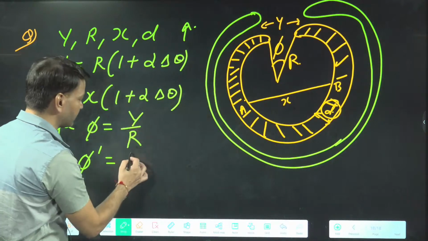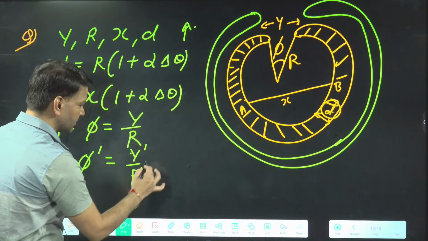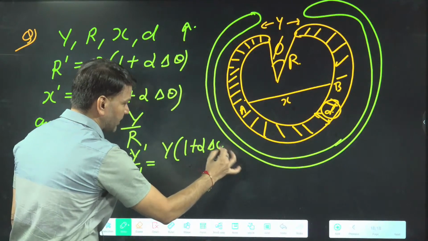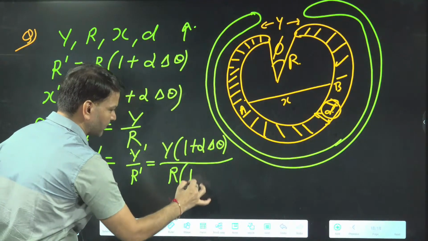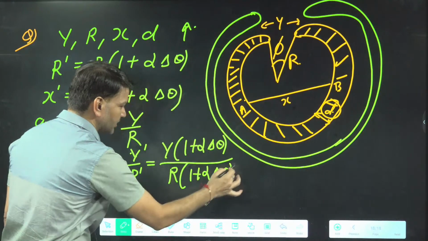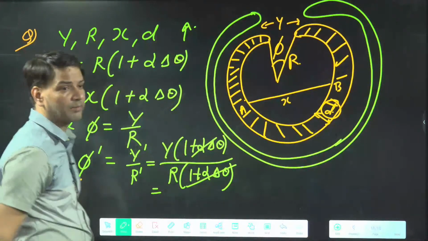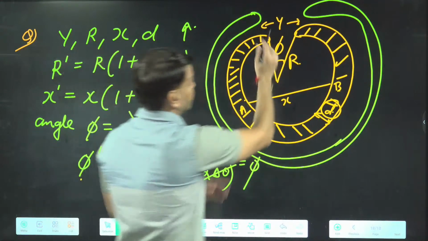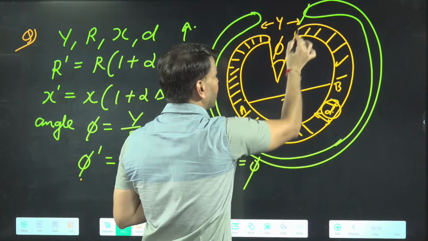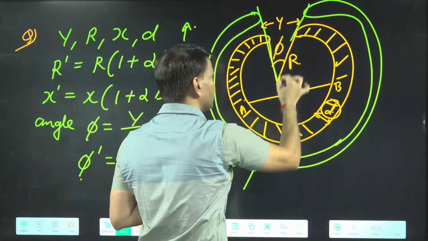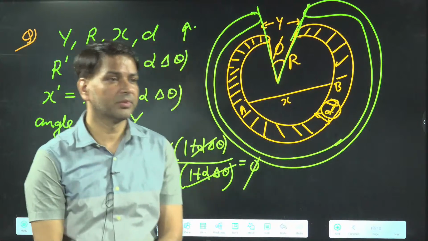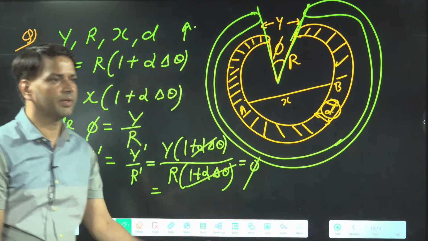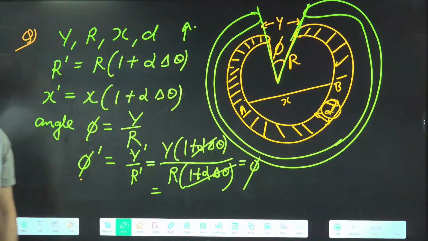So y, what will I put? Y dash by r dash. That is equal to what? Y into 1 plus alpha delta theta, and r into 1 plus alpha delta theta. So this and this will get cancelled out. You will get y by r, and y by r is equal to phi. So this is increasing, but ultimately the angle is the same. So all the quantities will change by the linear expansion, but the angle will remain the same. Understood or not?